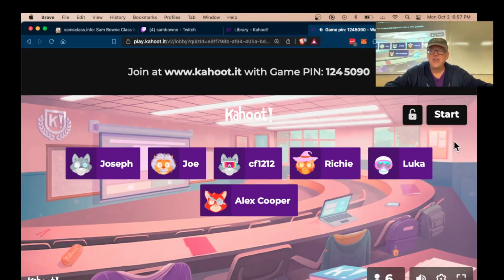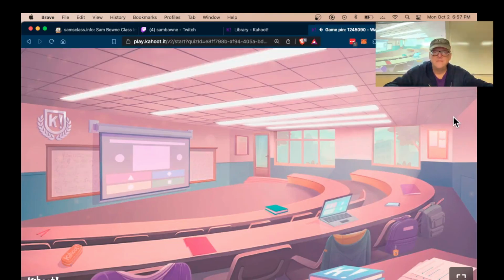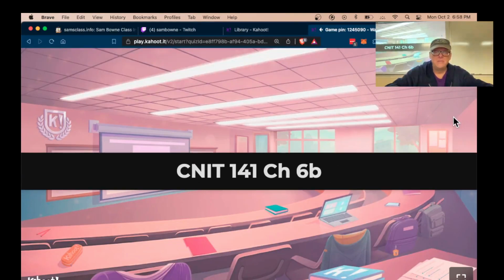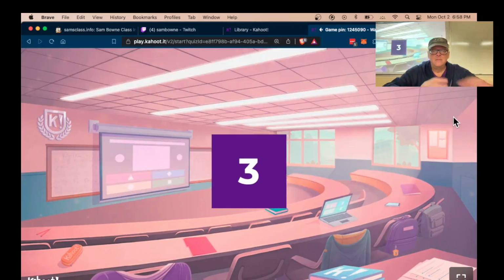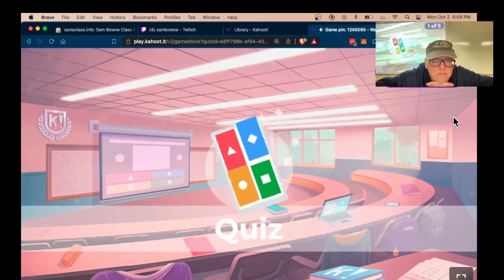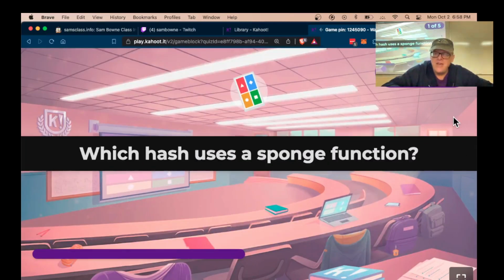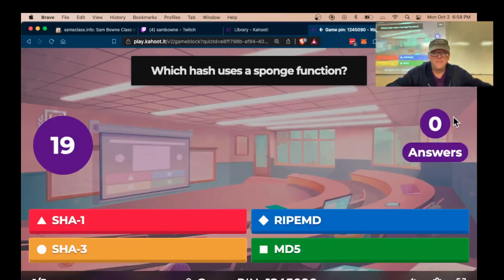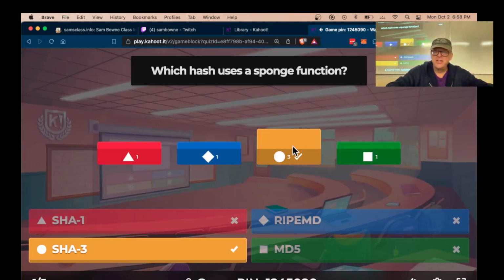All right, let's give it a shot. What hash uses a sponge function? SHA-3 does. I don't know what RIPE-MD does. It's one of those really old ones. But anyway, SHA-3 has this sponge function where you swell it up at the message and then squeeze out the bits for the hash.